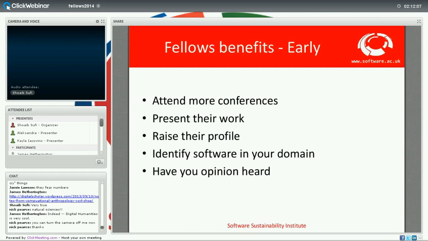So, in terms of benefits for the fellows, as a fellow, what could be the benefits of being involved? Well, you get to attend more conferences. Therefore, you get to meet more people, understand what's happening in your domain. It broadens your horizon as a researcher. More opportunities to present your work and raise your own profile. Really identify software in your domain that might help you think differently about the way you're doing your research, and really very much have your opinion heard, either by suggesting things to us or writing blog articles or being involved in workshops.